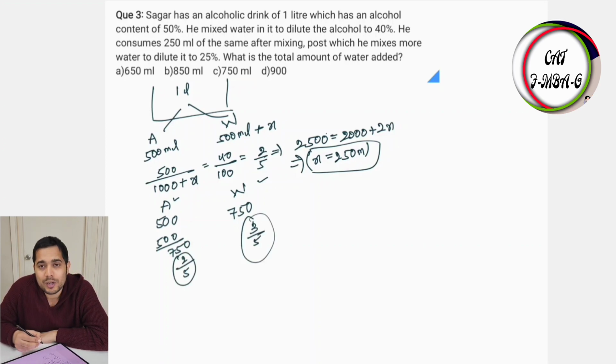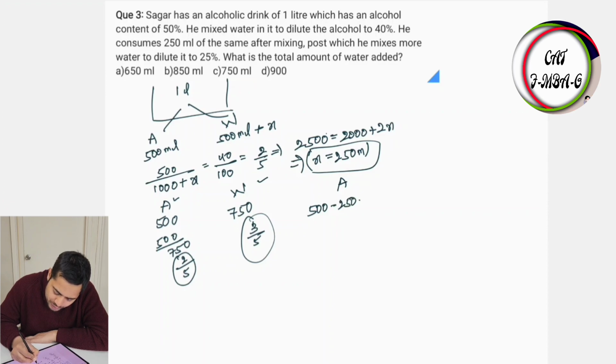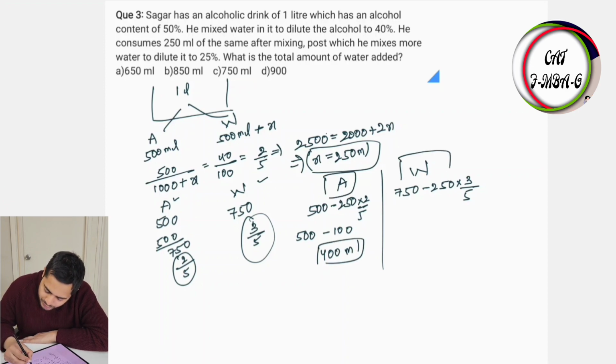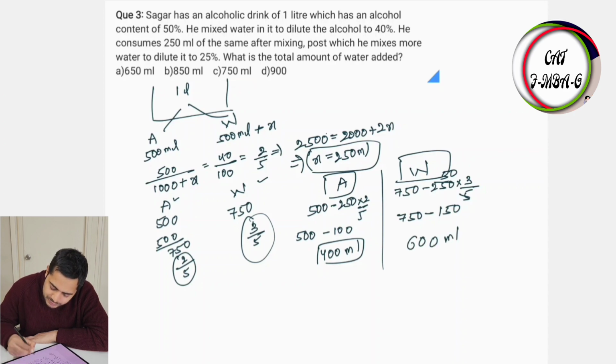If you solve this, you get 2 by 5, and water is 3 by 5. So when you are removing 250 ml, alcohol now is 500 minus 250 into 2 by 5, and water is 750 minus 250 into 3 by 5, in the same proportion. You get 500 minus 100, which is equal to 400 ml of alcohol now, and water is 750 minus 150, which is 600 ml. This is the water.